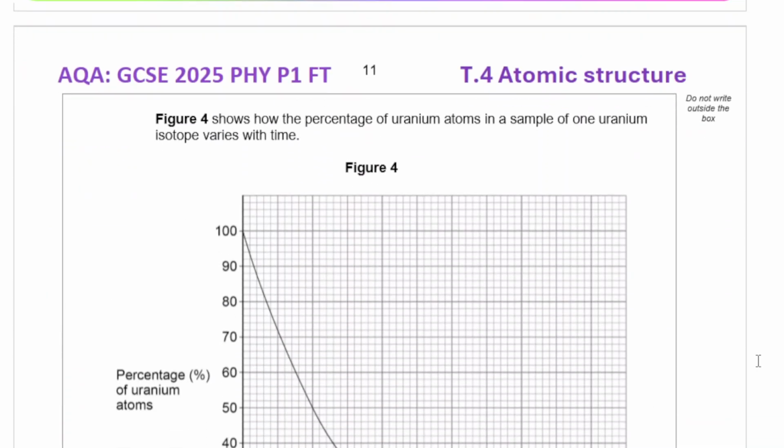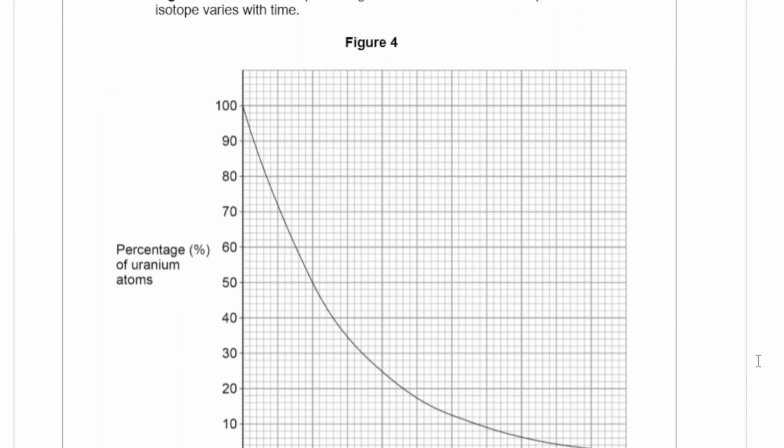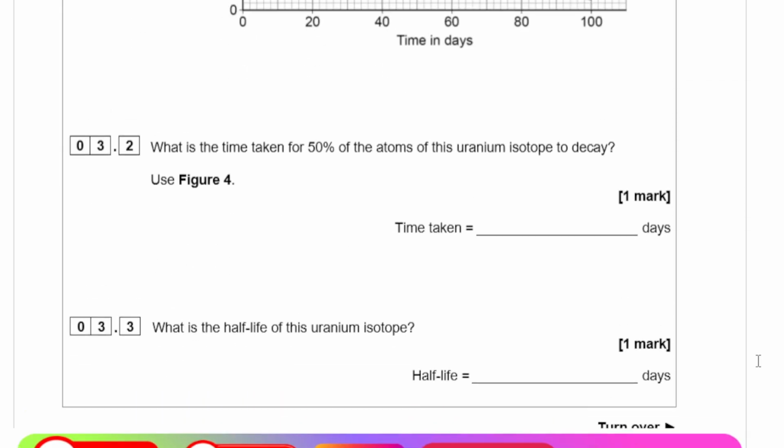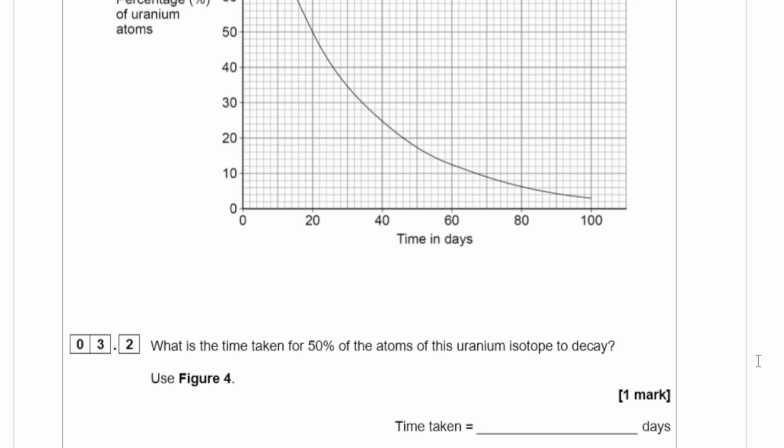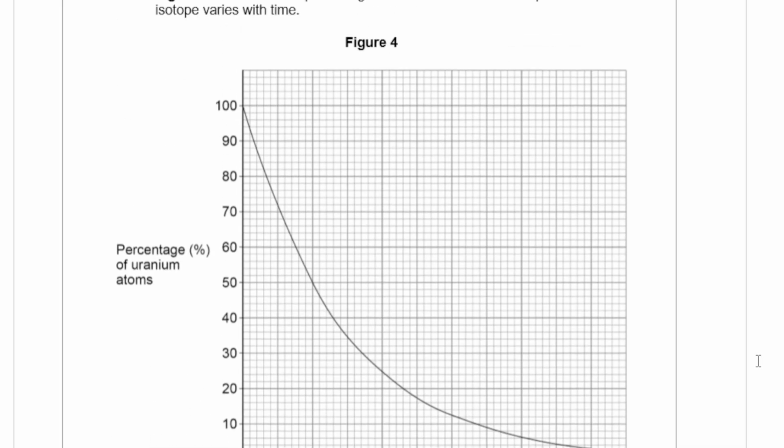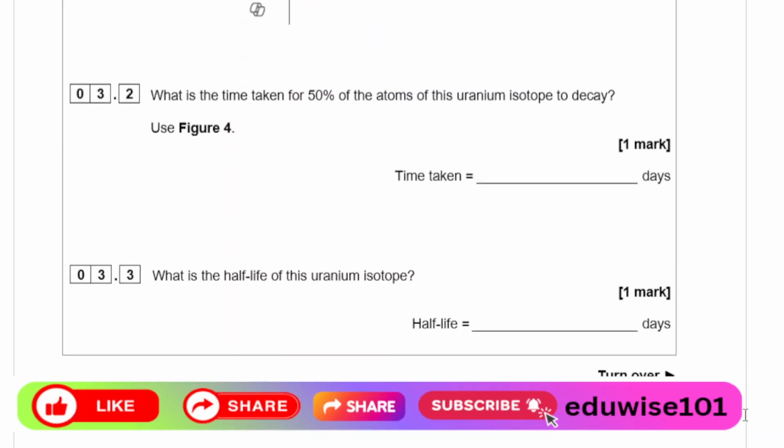Figure 4 shows the percentage of uranium atoms in a sample of one uranium isotope varies with time. So it's an exponential graph. The percentage is decreasing as the time in days increases from 0 to 100. What is the time taken for 50% of the atoms of this uranium isotope to decay? Now 50% is actually the half-life. So 50 is going to be there. That's 20 days. What is the half-life of this uranium isotope? That will be 20.